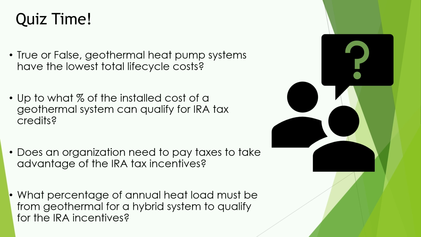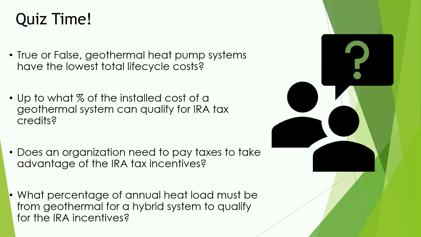Quiz time. I sat on a couple of these earlier, and people were asking hard questions. I think I softballed a lot of these to you guys. So, true or false? Geothermal heat pump systems have the lowest total life cycle cost. That's good. Good job, guys. Up to what % of the installed cost of the geothermal system can qualify for the IRA tax rebates? Sweet. Yeah, these are easy. Yeah, you guys are really smart.